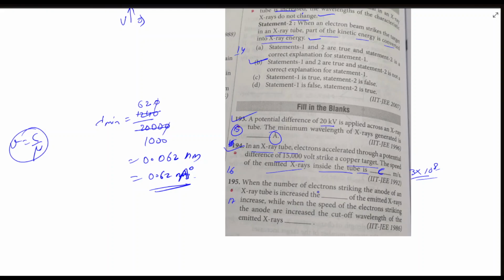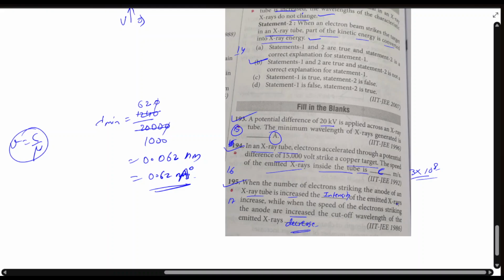When the number of electrons striking the anode in the X-ray tube is increased, then the dash of the emitted X-ray increases, so it will be the intensity, right? So it will be the intensity. While the speed of electrons striking the anode is increased, the cutoff wavelength of emitted X-rays will decrease. Okay, so this is quite an easy question.